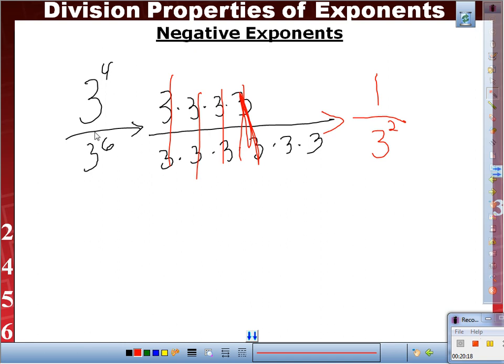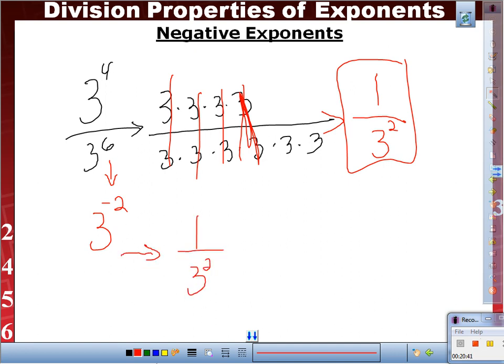However, if we use the rule, what happens to the exponents? We subtract, right? So this is what? 3 to the negative second. So what are we saying? That this is this, but it's also this. That means that this becomes 1 over 3 to the second. Does everybody see the reciprocal here?